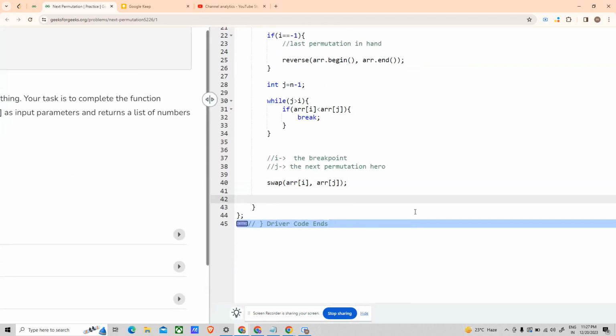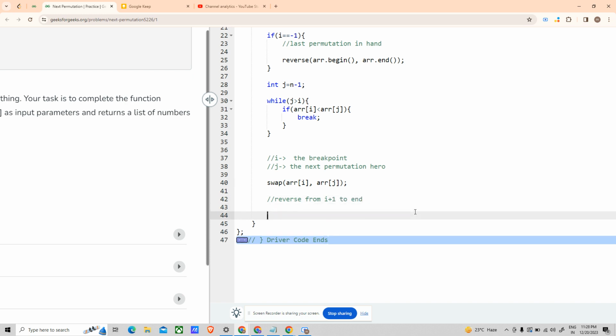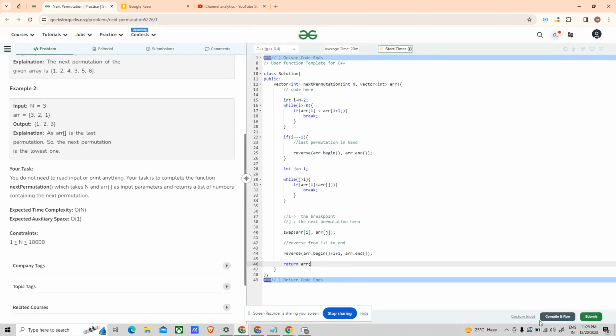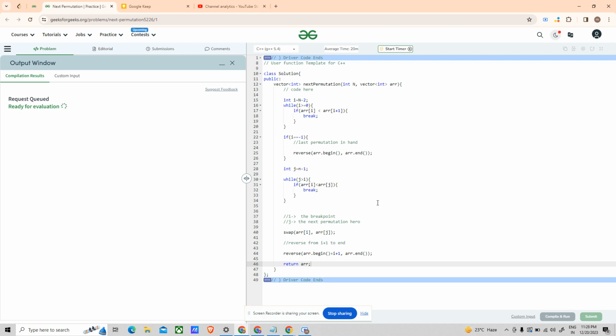Okay, we have swapped. After that, what we have to do? Reverse from i+1 to end. Again, using the STL, we just use reverse from arr.begin() plus i+1 up till arr.end(). After that, return our arr and see the compilation results. Seeing the compilation results, hope it works. I have not committed any error.